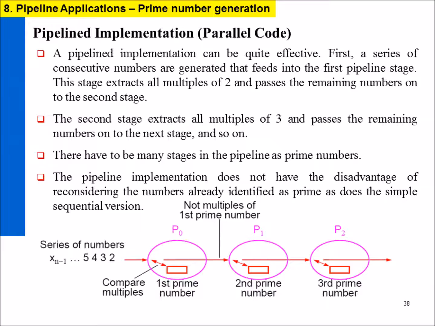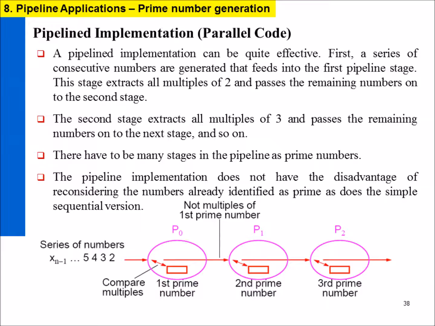So because of this, a pipeline implementation can be quite effective. First, a series of consecutive numbers is generated that feeds into the final pipeline stage. This stage extracts all multiples of 2 and passes the remaining numbers onto the second stage. The second stage extracts all multiples of 3 and passes the remaining numbers into the next stage, and so on. This is illustrated in the picture at the bottom of this slide.